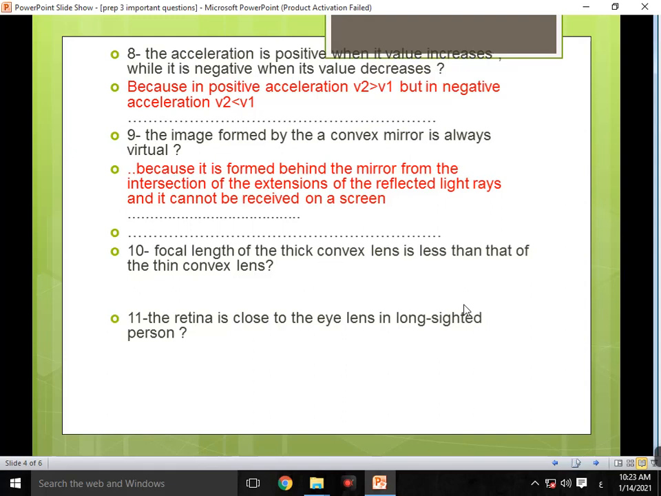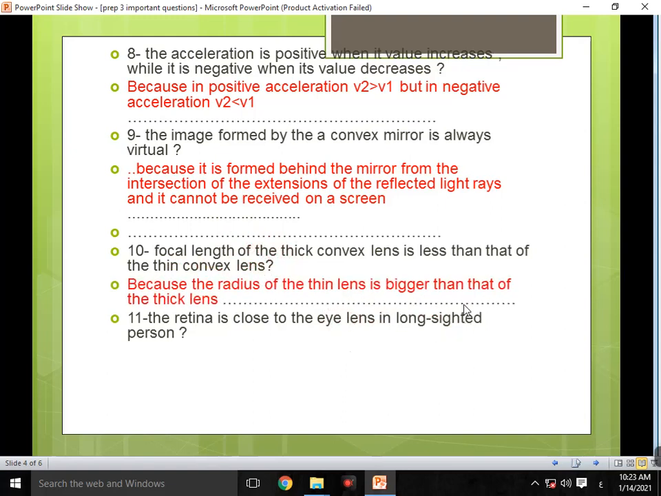Number 10, the focal length of a thick convex lens is less than that of a thin convex lens because the radius of the thin lens is bigger than that of the thick lens.